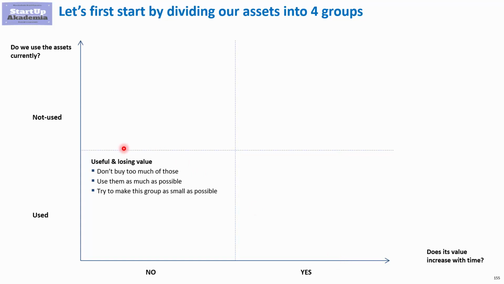So the first one is obviously useful and losing value. Those assets, you should not buy too much of them because they're obviously going to lose value, and use them as much as possible, but also try to make this group as small as possible. You don't need to own things that are losing value. The second group is even more obvious, so you don't use them and they're losing value, so sell them. And if this is not possible, try at least to rent them to generate some additional cash.